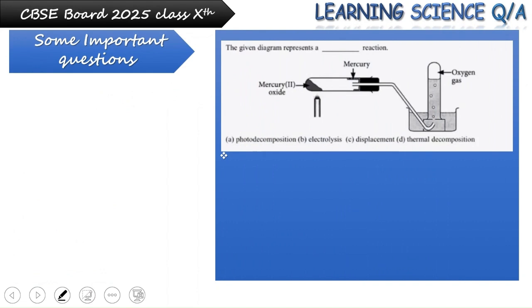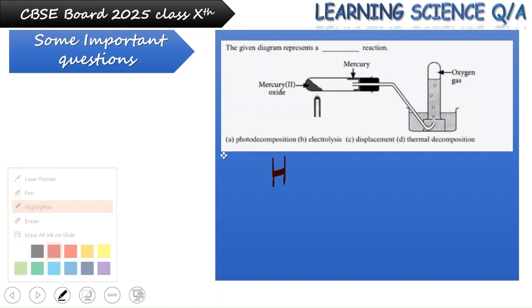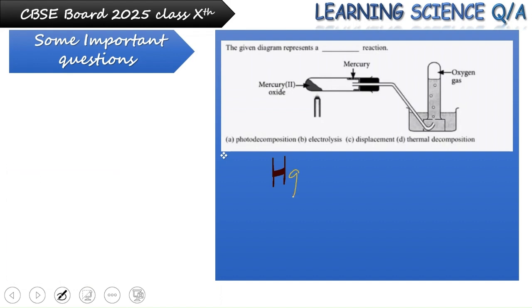Next question, the given diagram represents a dash kind of reaction. We have mercury oxide, which is being heated. This is a candle which is heating mercury oxide and we can see mercury is deposited at the bottom of this test tube whereas oxygen is released as the gas.